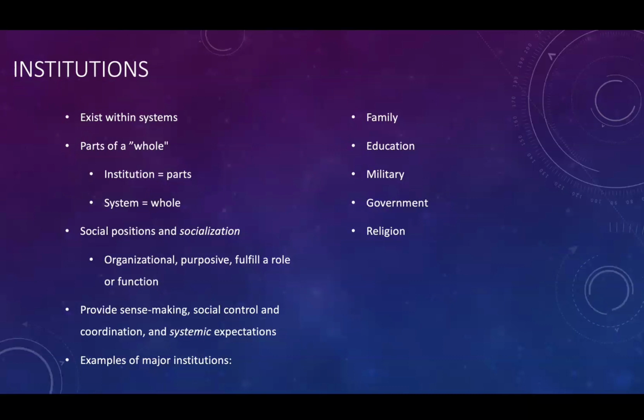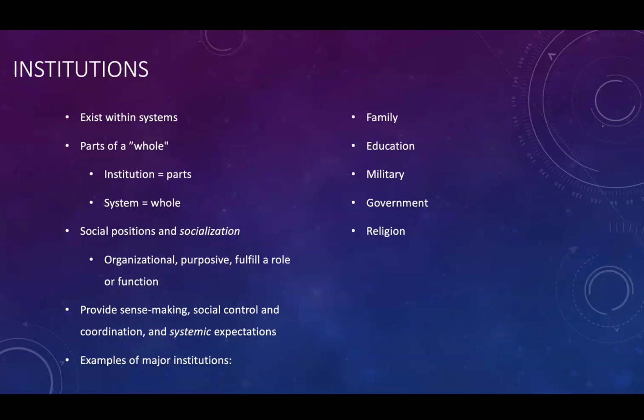The world can be pretty chaotic and confusing. And so the idea is that these institutions help us make sense of the world. There is an element of social control, and I don't necessarily mean that negatively, because the idea is it's supposed to help us coordinate things, right? It's supposed to help us coordinate the different elements of our lives in the whole. It also does, though, uphold systemic expectations.